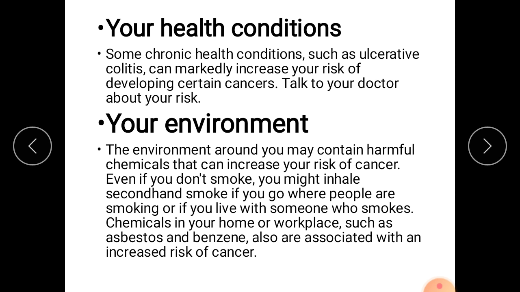Your environment. The environment around you may contain harmful chemicals that can increase your risk of cancer. Even if you don't smoke, you might inhale second-hand smoke if you go where people are smoking, or if you live with someone who smokes. Chemicals in your home or workplace such as asbestos and benzene also are associated with an increased risk of cancer.